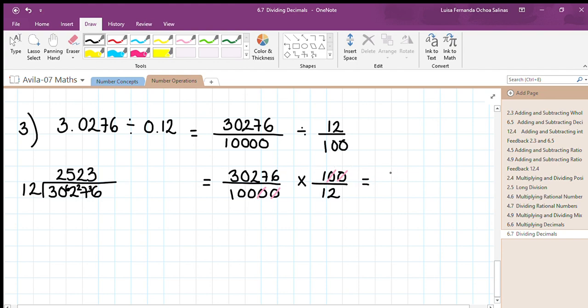Good. So that means that is 2,523 over 100. So I have to finish in the hundredths. Therefore, my answer is going to be 25 and 23 hundredths.